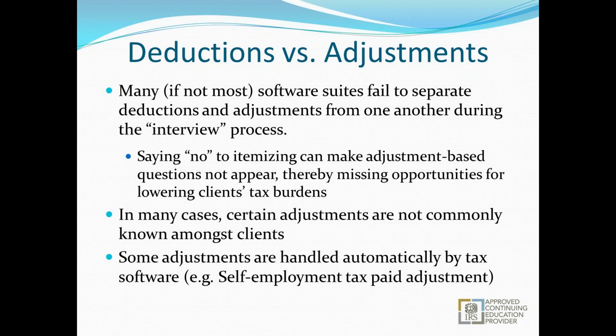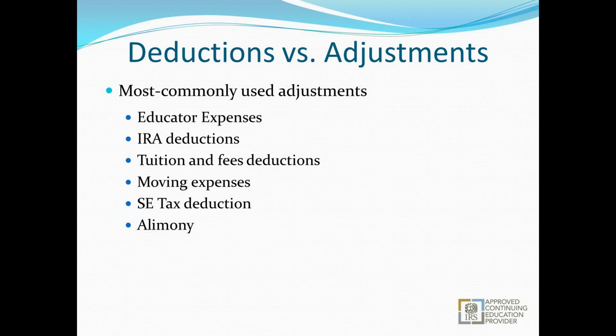Most commonly used adjustments: educator expenses, deductions for paying into retirement accounts, tuition and fee deductions. That one right there, if I'm not mistaken, is on the chopping block or gone, but is potentially going to get added back on. A lot of this type of stuff can come and go year to year, so these things can change. Moving expenses: if you're moving more than 50 miles in search of work or for a new job, then you can take those moving expenses as an adjustment.